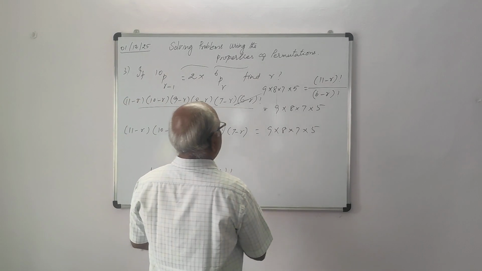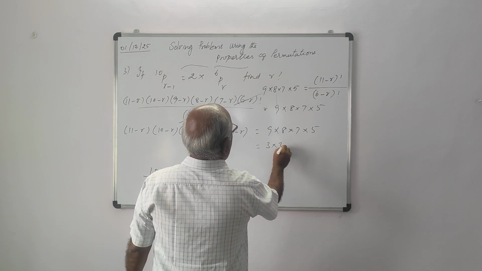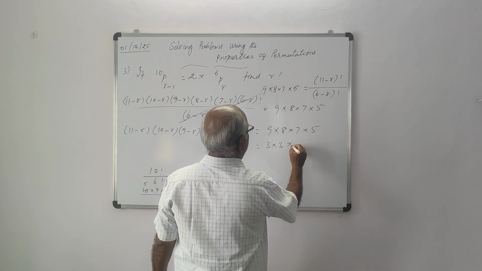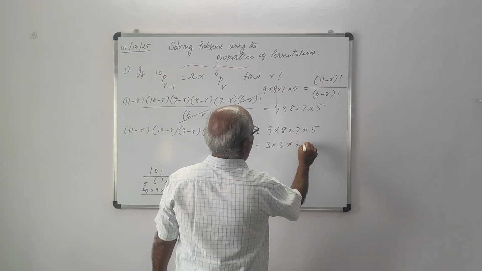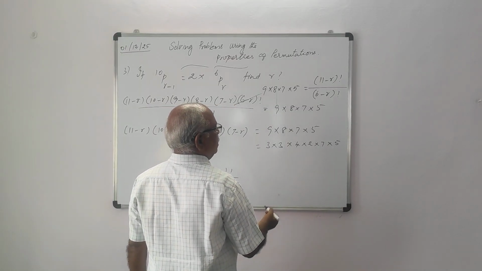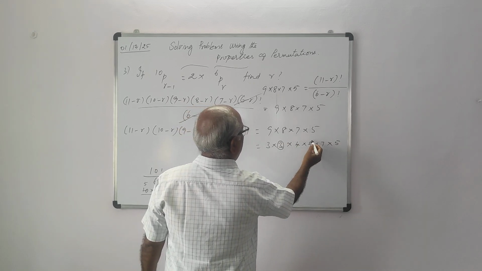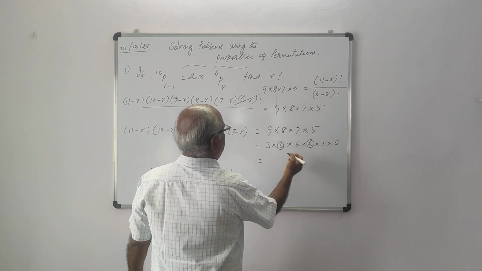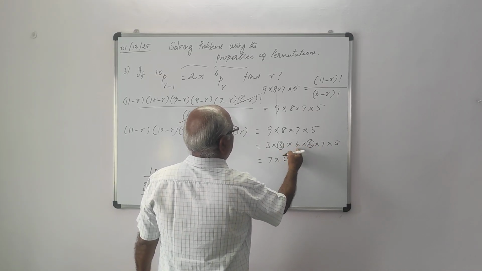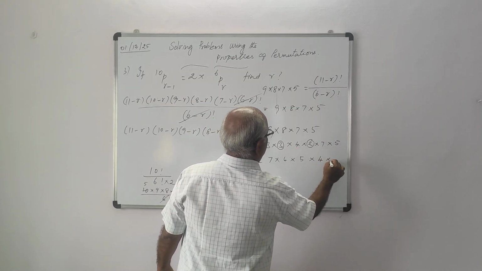Here I am going to write this 9 and I can write that 9 as 3 into 3, and 8 as 4 into 2, and 7 and 5. Now I combine this 3 into 2, this 3 and this 2, I can write it as 6. First I am going to write 7, the remaining 3 into 2 I can write it as 6, and I get 4 and 5 and 4 and 3.